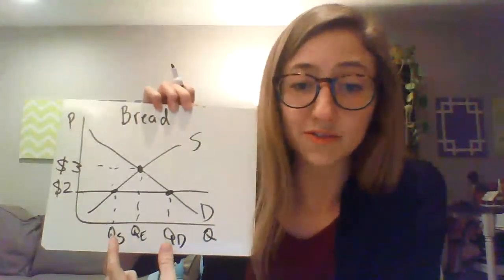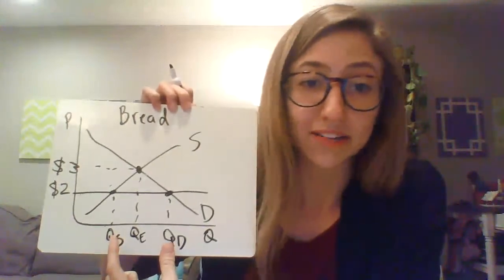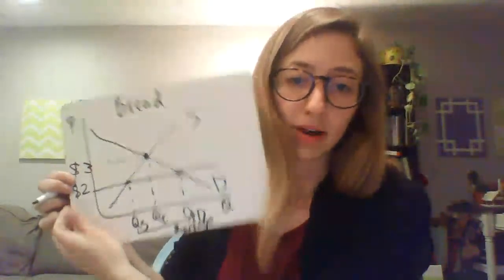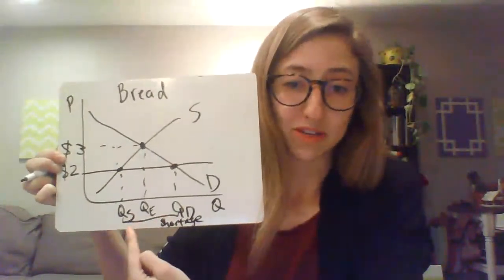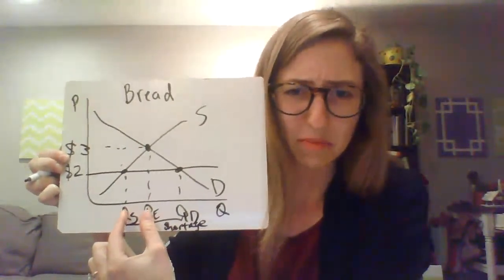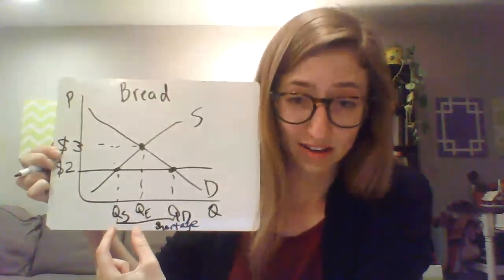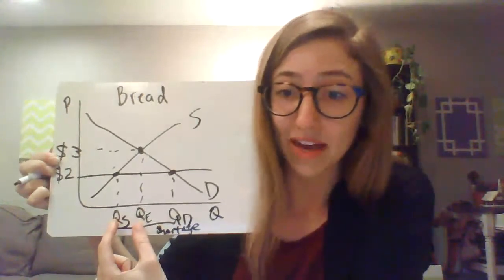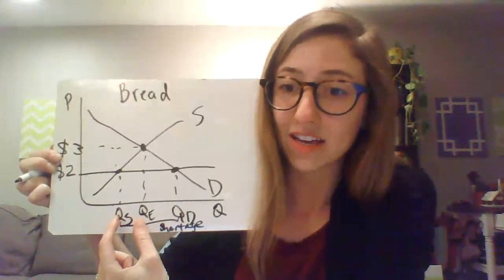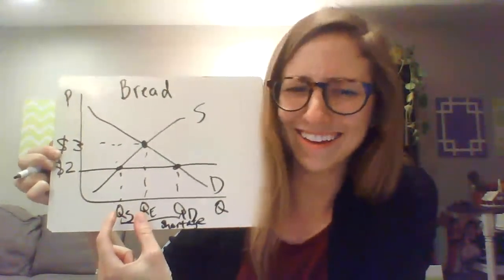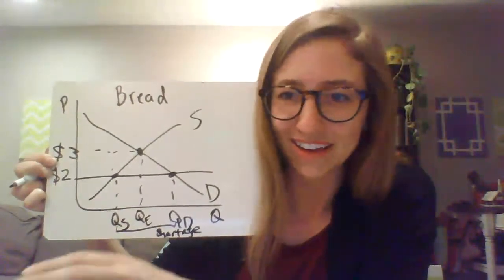So all these folks want to buy a loaf of bread, but it's sold out, it's gone. And so we can indicate that with a shortage, as we draw this graph. Shortage, bracket between the two. But these people are the people we're really concerned about, because these buyers would have been willing to pay the full market price.